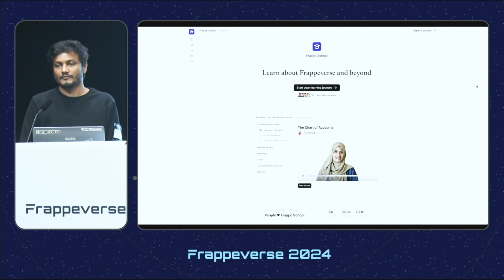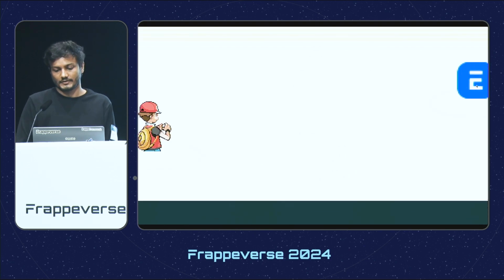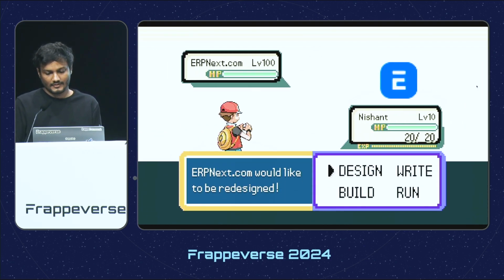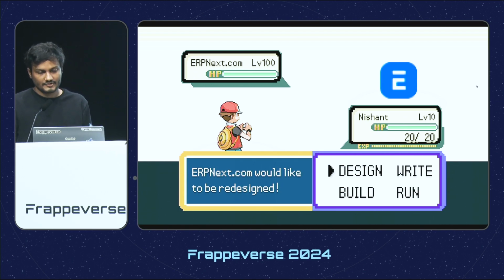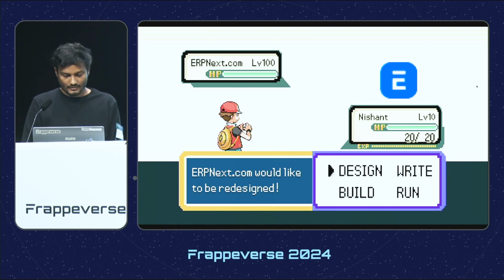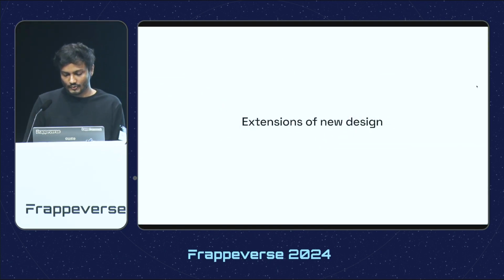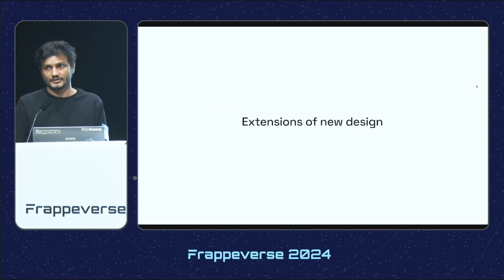And so currently we are working on the final boss fight, which is erpnext.com. So it's a huge website and it's also a flagship product. So there's immense effort and thought that needs to be put into ensuring that we do it right. So our new design also extends beyond what I just showed you.